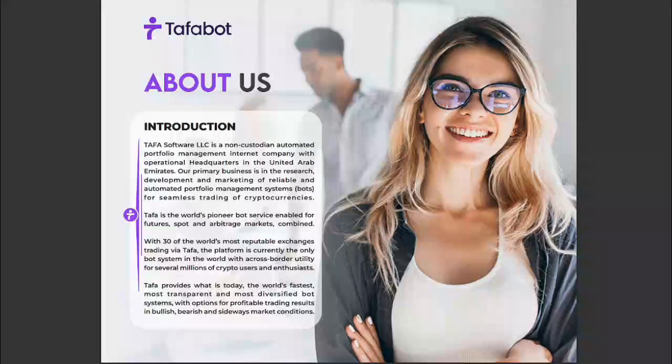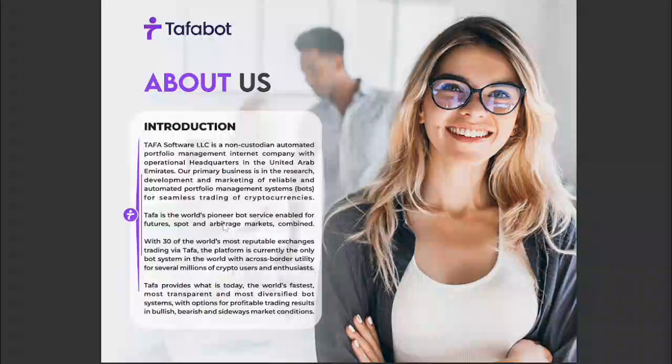So Tafabot, about us. What about Tafabot? Tafabot Software LLC is a non-custodian automated portfolio management internet company with operational headquarters in the United Arab Emirates. Our primary business is in the research, development, and marketing of a reliable and automated portfolio management system for seamless trading of cryptocurrencies. So this bot is strictly for cryptocurrency trading. It is not for forex trading. It is strictly for cryptocurrency.